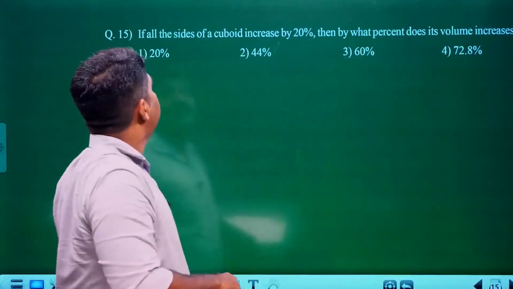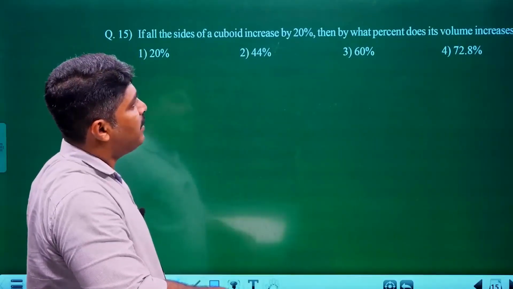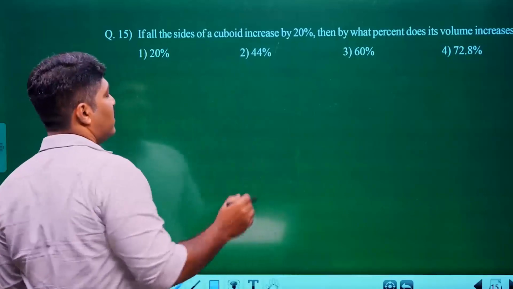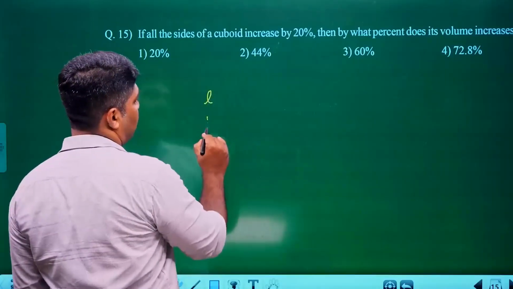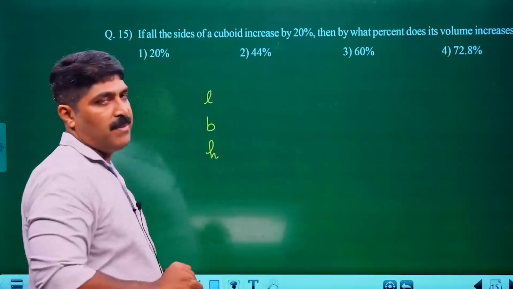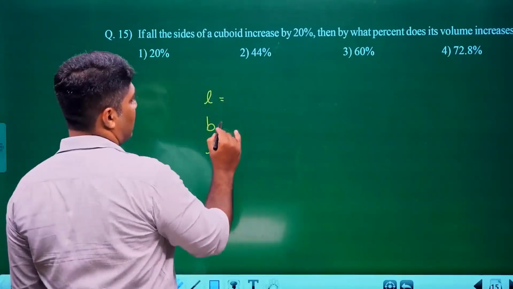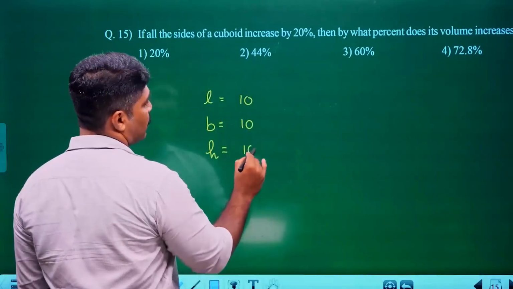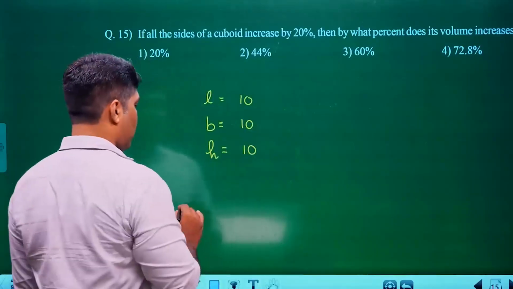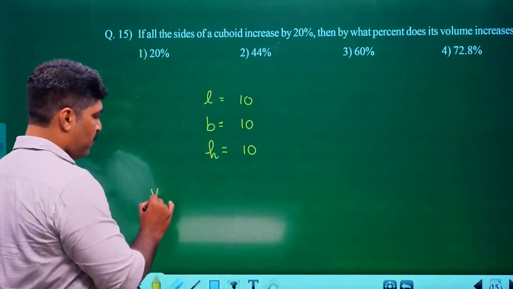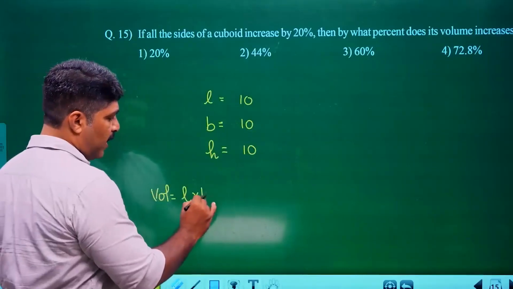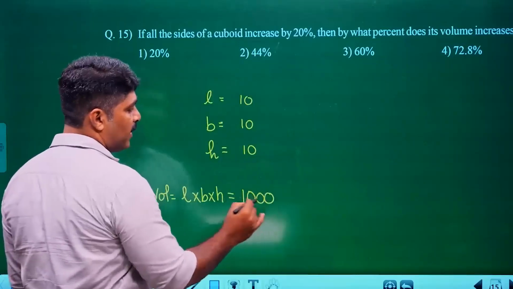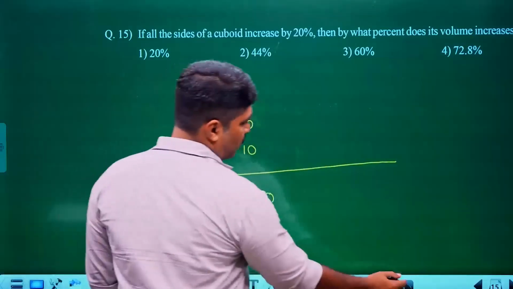Now our 15th question. If the size of a cuboid increases by 20%, then by what percent does its volume increase? So here we consider length, breadth, and height. These are the 3 measures of a cuboid. For the convenience of calculation, I consider each of length, breadth, and height equal to 10 units each. Then what is the volume? What is the formula to find the volume of a cuboid? That is equal to L into B into H. So as per this assumption, that is 10 into 10 into 10, that's equal to 1000.